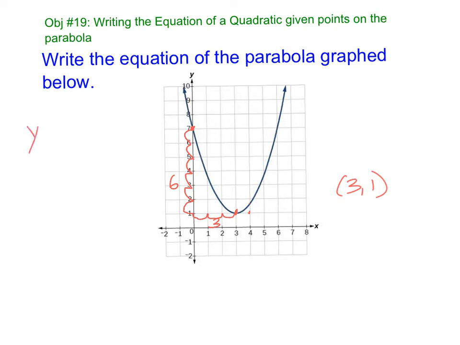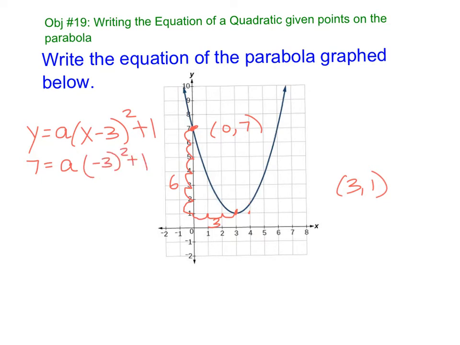We're going to write it. There's supposed to be a number in front of this, right? a times x minus 3 squared plus 1. So we need to figure out what's that a, right? So we're going to use the fact that the y-intercept is 7. We're going to plug 0, 7 into our equation. So my y value is 7. My x value is 0. So this is a times negative 3 squared plus 1.